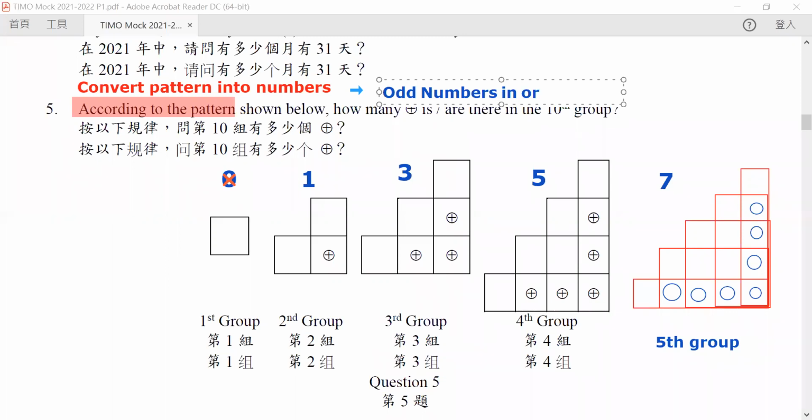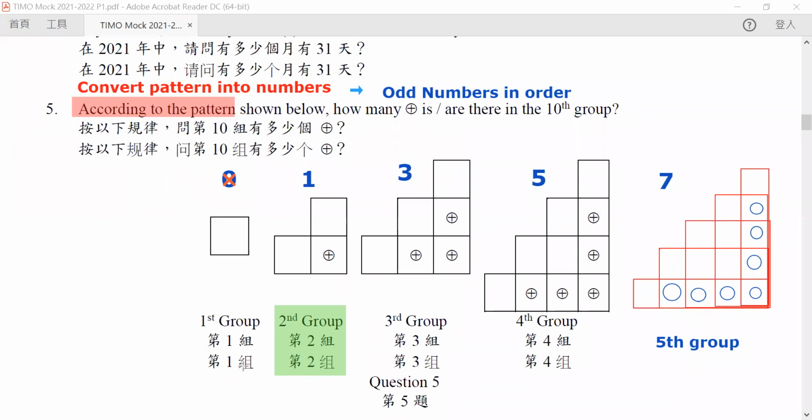They are all odd numbers in order, so you can simply count them. Now, one thing to be cautious about here: our first group, unlike any other, is of the number 0. It's of the number 0 instead of 1.